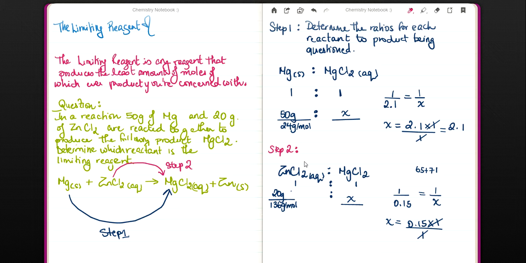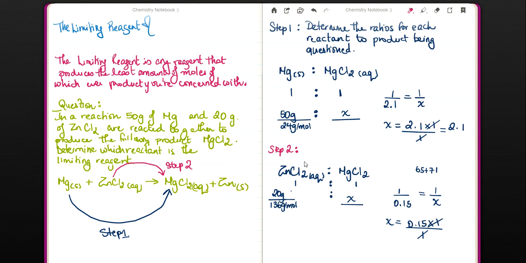The limiting reagent. So the limiting reagent is any reagent that produces the least amount of moles of whichever product you're concerned with. The question is that in a reaction, 50 grams of magnesium and 20 grams of zinc chloride are reacted together to produce the following product, magnesium chloride. Determine which reactant is the limiting reagent.